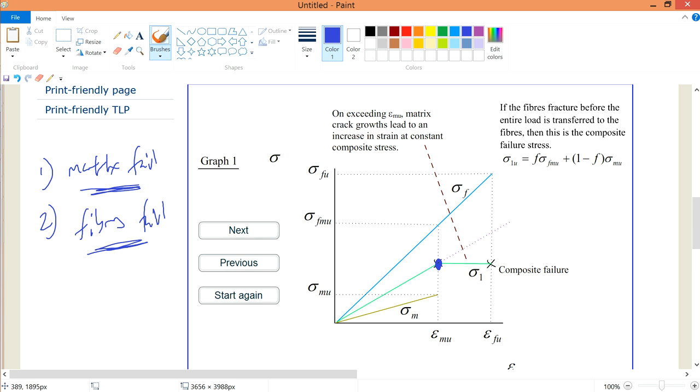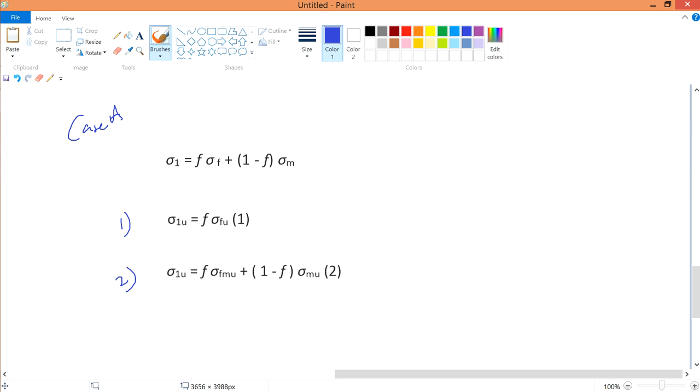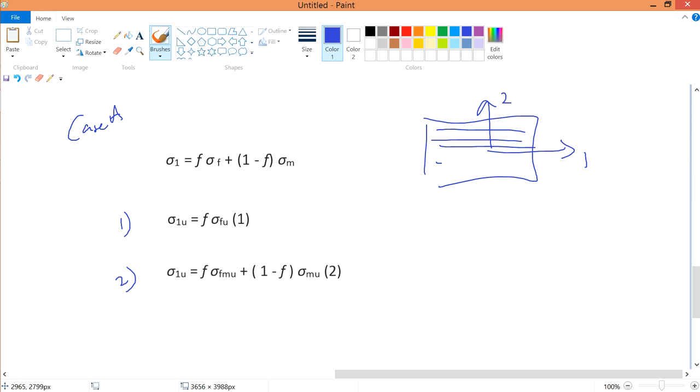So if the fiber were to fail first, then what is the scenario? Allow me to explain again so that it's very clear for you. This is the rules of mixture. This is the volume fraction of the fiber, this is the volume fraction of the matrix. This is the stress of the fiber, the stress of the matrix, and this is the stress in the overall one direction. This is the two direction. These are the fibers and the matrix altogether. So if your matrix were to fail first, then in case 1, this term over here is for this one.